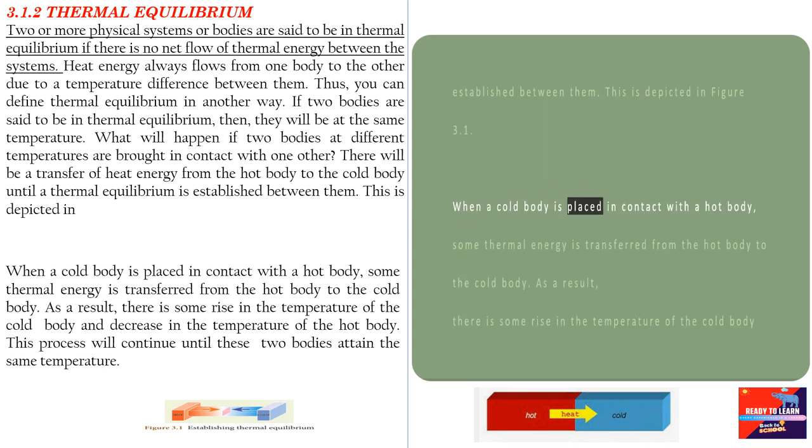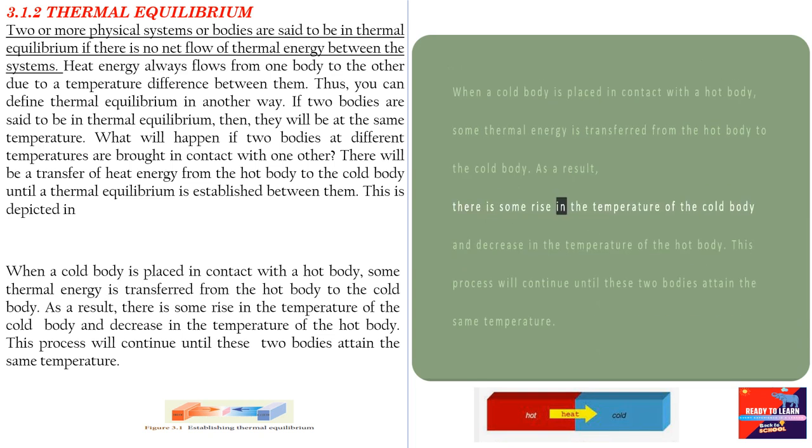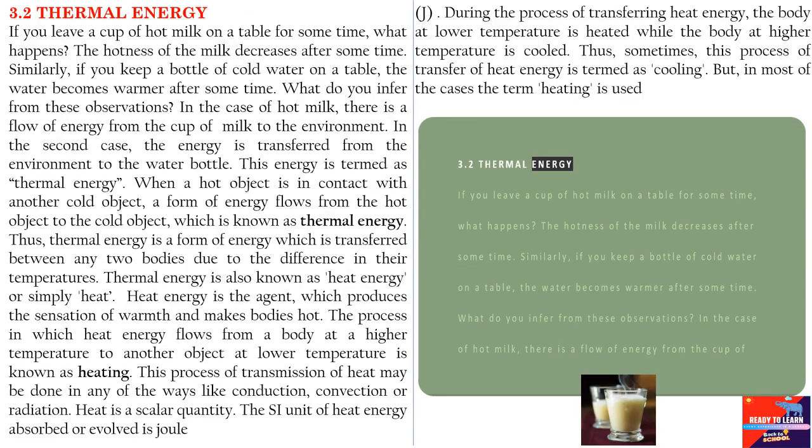When a cold body is placed in contact with a hot body, some thermal energy is transferred from the hot body to the cold body. As a result, there is some rise in the temperature of the cold body, and decrease in the temperature of the hot body. This process will continue until these two bodies attain the same temperature. If you leave a cup of hot milk on a table for some time, what happens? The hotness of the milk decreases after some time. Similarly, if you keep a bottle of cold water on a table, the water becomes warmer after some time.